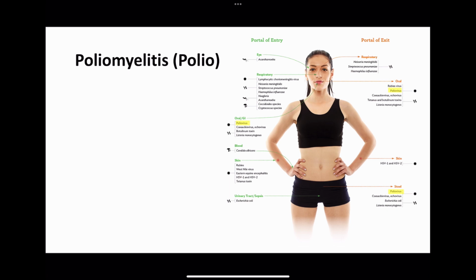Poliomyelitis, better known as poliovirus, is an enterovirus transmitted by the fecal-oral route. Poliovirus exits through stool or orally. Polio is very contagious and most infected patients remain asymptomatic. Treatments include the Salk and Sabin vaccines.